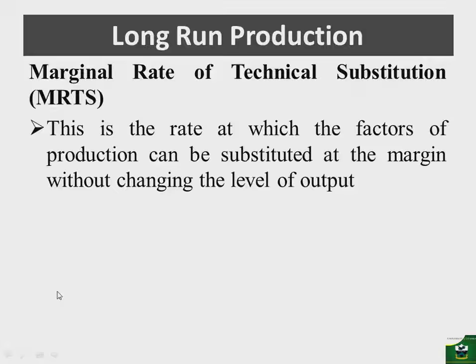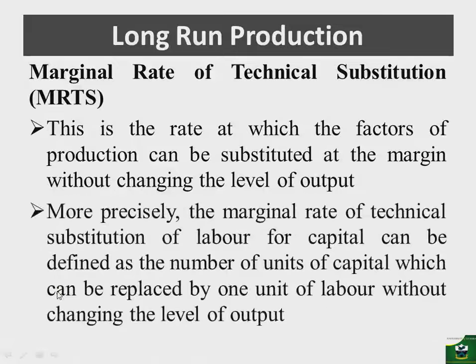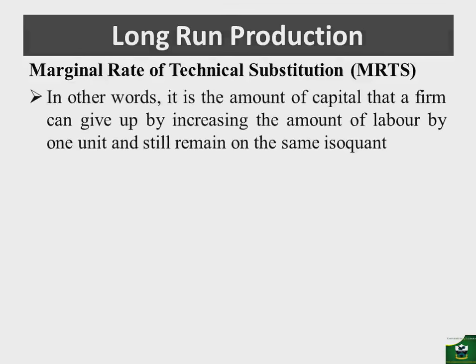We can have further descriptions of the marginal rate of technical substitution. The marginal rate of technical substitution of labor for capital is the number of units of capital which can be replaced by 1 unit of labor without changing the level of output. In other words, we want to know how many units of capital we are going to give up to bring in just 1 unit of labor and leave the output level unchanged. This describes the slope of the isoquant.